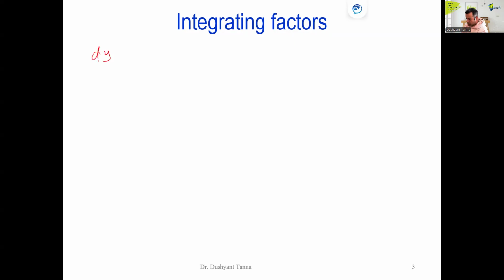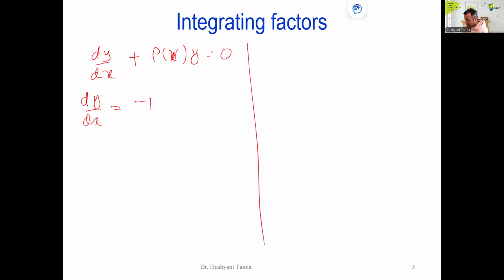dy by dx plus p y is equal to 0. We have the same approach of variable separable. So what we do, we try to separate the variable: dy by dx is equal to minus p of x times y. You don't have to keep on writing p of x. You can simply write p. But at the back of your mind, you should remember that p is a function of x. And then only you can integrate with respect to x, right?